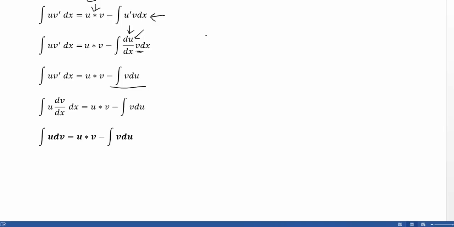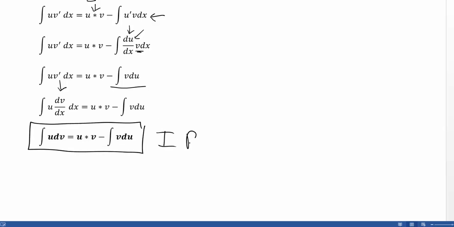Now, if you go back to the left-hand side that we've been mostly ignoring, we can do the same thing with v prime. If we use Leibniz notation, it becomes dv dx. So the dx's cancel, and we get u dv. So the integral of u dv equals u times v minus the integral of v du. This is the formula that we use for integration by parts.